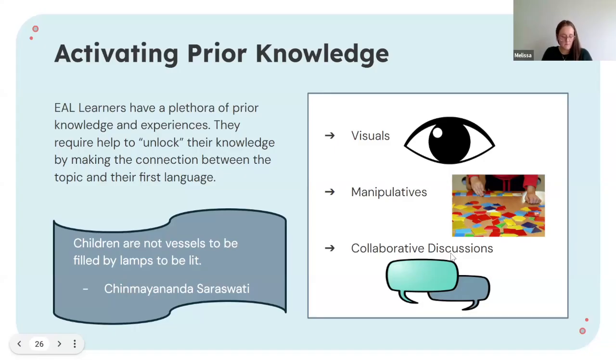In the subject area of math, many ELLs are familiar with a wide range of whole numbers in their first language. But when observing a verbal math lesson in English, they can become overwhelmed by the language load and fail to make the connection between the number 3 and the equivalent word in their first language. By using visuals, manipulatives, collaborative discussions, and repetitions, teachers can support ELLs in making essential connections between their prior knowledge and new learning concepts.